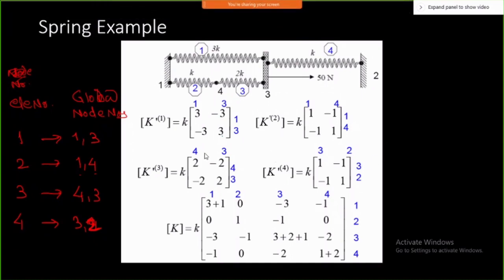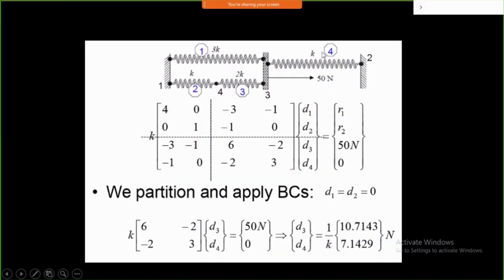Then the next task is to apply the boundary conditions for it. How we are going to apply the boundary conditions is also most important. So here node number 1 is fixed, node number 2 is fixed, node numbers 4 and 3 are not fixed, they are free. And force is applied on node number 3. So all this is to be included into your matrix, and that is possible this way.